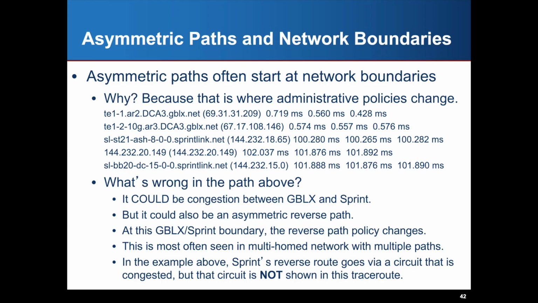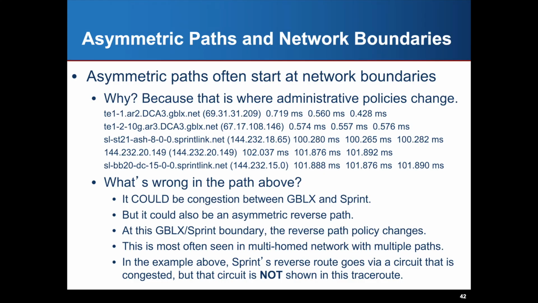So it could be congestion, but congestion tends not to be so precise. You see how it stays almost exactly at 100 milliseconds all the way through. Congestion tends to be a lot more random than that. It could be an asymmetric reverse path. So at this particular boundary, the reverse path policy changes. And where you really see this come into play is in multi-homed networks. So for example, the network that was sending this original packet wasn't single-homed to Global Crossing, it was multi-homed.